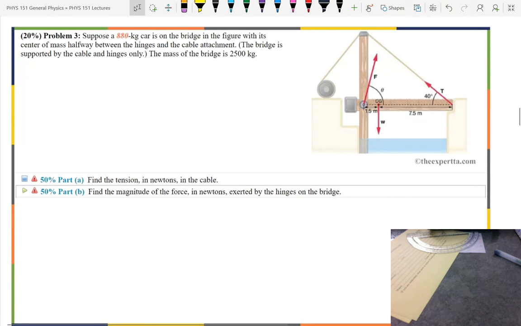Now, life will take a sudden turn toward the difficult. Here is a pretty standard problem. I don't think I assigned it to you. I hope not. You don't want to do your homework in class and then go home and say, well, no need to learn that. So here's a problem. Suppose an 880 kilogram car is on a bridge in the figure with its center of mass.